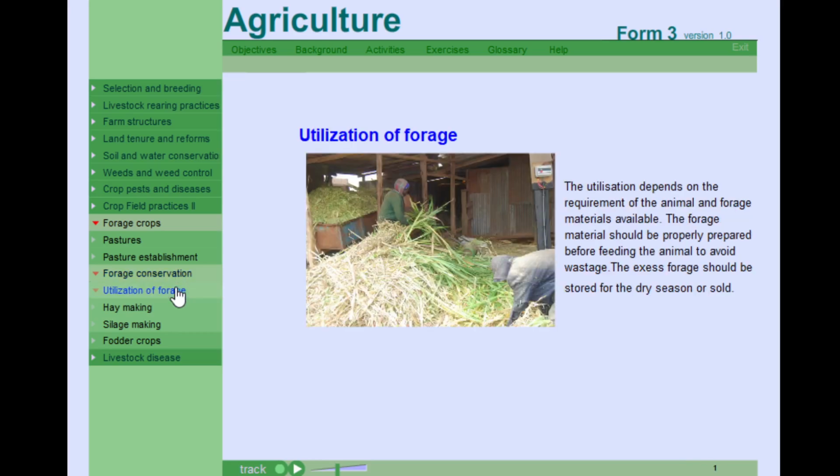Utilization of forage. The utilization depends on the requirement of the animal and forage materials available. The forage material should be properly prepared before feeding the animal to avoid wastage. The excess forage should be stored for the dry season or sold.